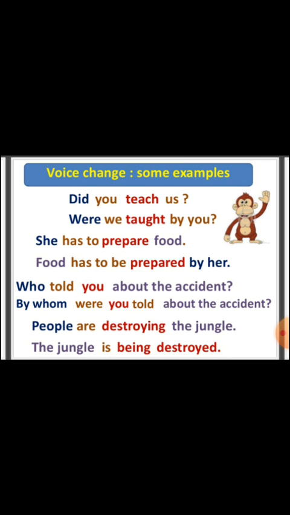Okay students, I hope you have got all the rules of passive voice, and now you have to practice a lot in your rough notebook and send me the practice of at least 20 sentences on my personal number.